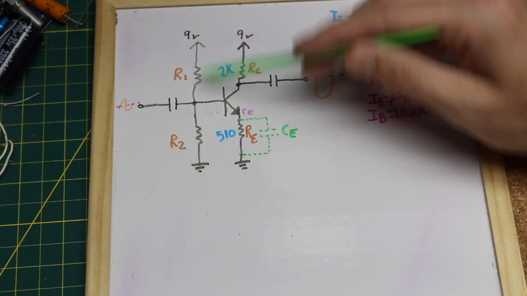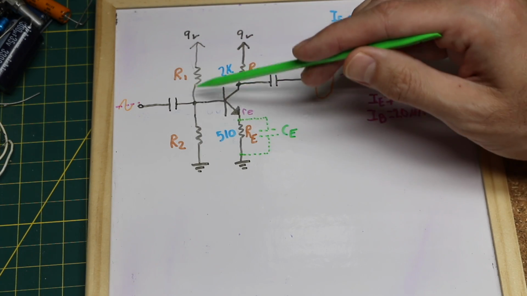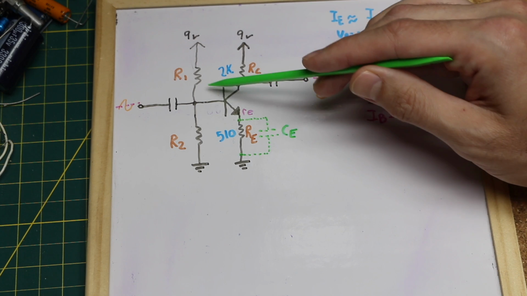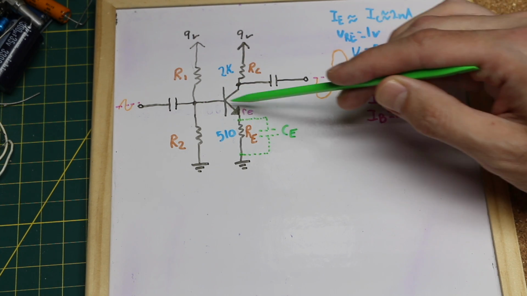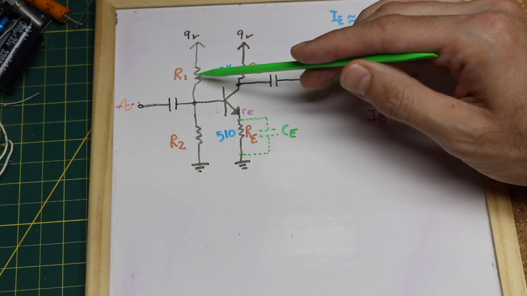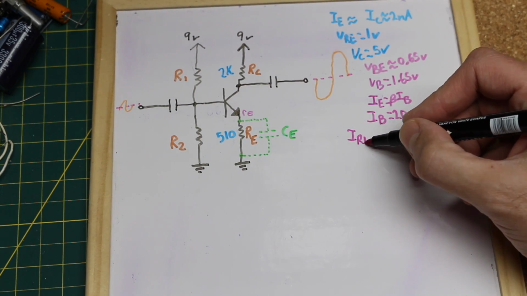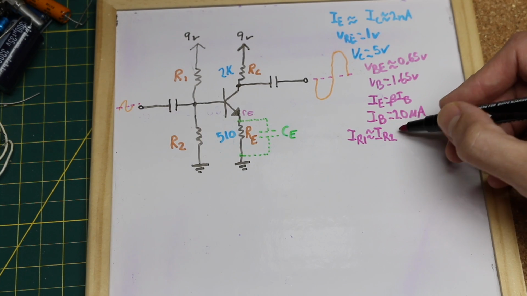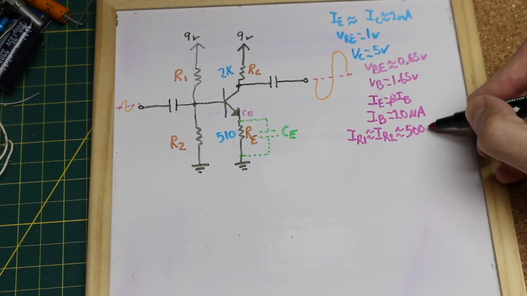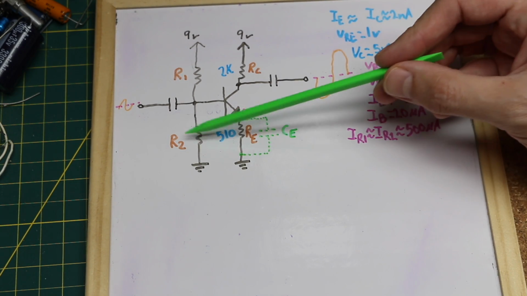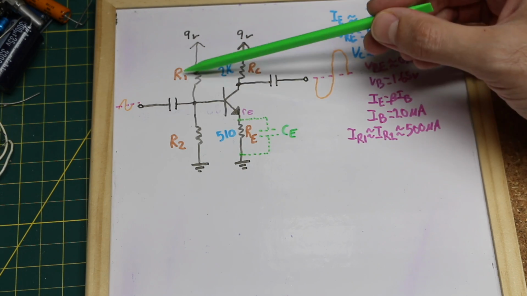And because this current in these two resistors is much larger than the amount going into the base, I'm just going to assume the current in R1 is the same as the current in R2. So 25 times the base current of 20 microamps is 500 microamps. So now I can calculate R2 and R1.